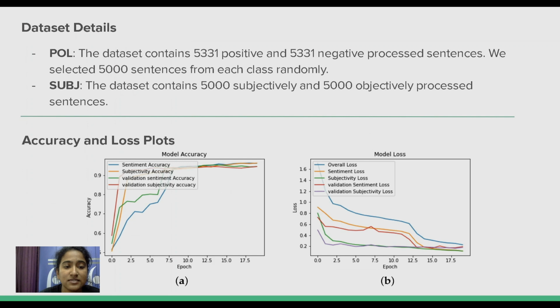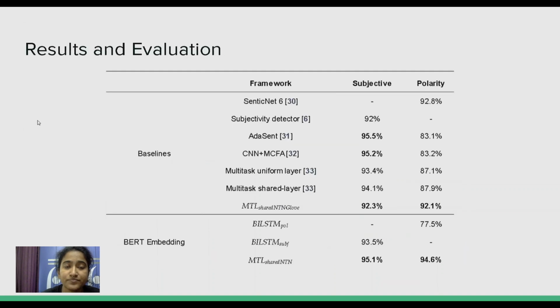Then comes the dataset. We have used the Pang and Lee dataset. It's a very famous sentiment dataset. For the polarity detection task, we utilized a dataset containing around 5,300 positive and equally many negative sentences. To ensure the balance, we randomly selected 500 sentences, because for the subjectivity task we only had 10,000 sentences. This is basically the accuracy and loss plots of our models.